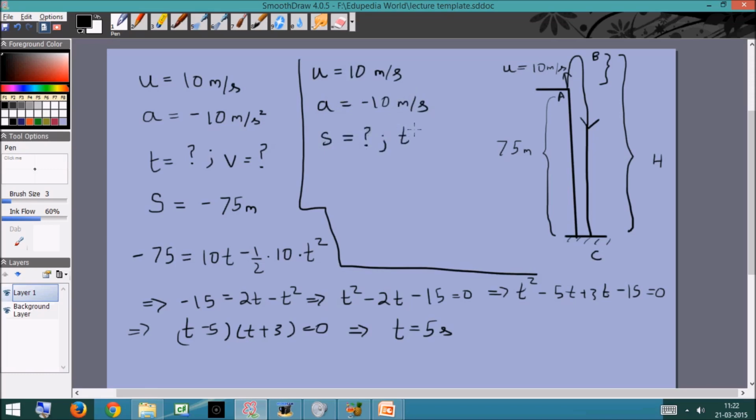Do I know the time between A and B? I don't know that either. Do I know the final velocity? In this case, I do. Since B is the point of maximum height, the velocity at B has to be 0.